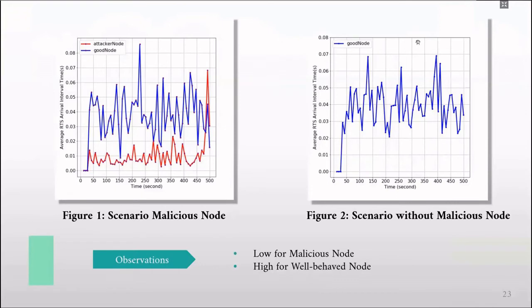Here are the graphs of moving average of interarrival time of RTS versus time for scenario with malicious node, which is figure 1. And from figure 1 we see that the curve is very low for a malicious node. On the other hand, figure 2 is for scenario without malicious node, and the curve for well-behaved node is pretty high compared to the malicious node. So these are the significant features for our model.